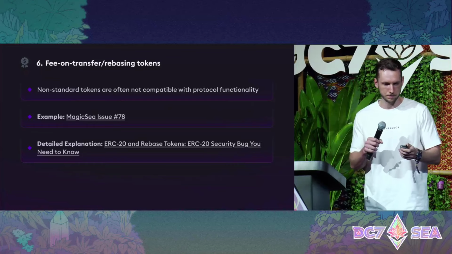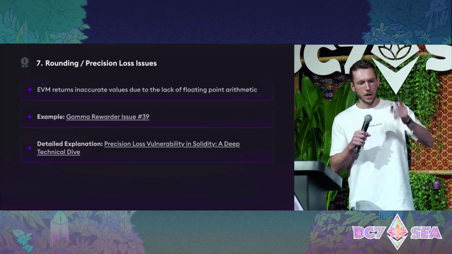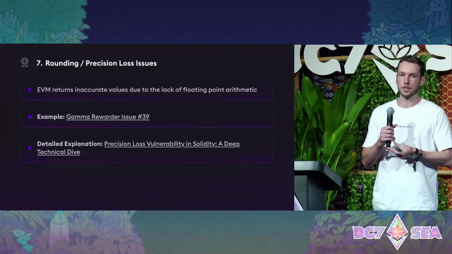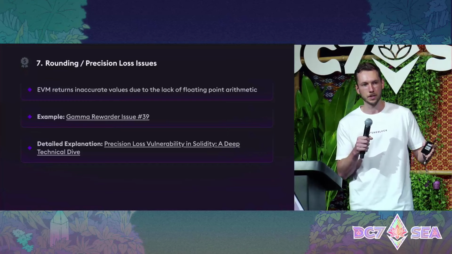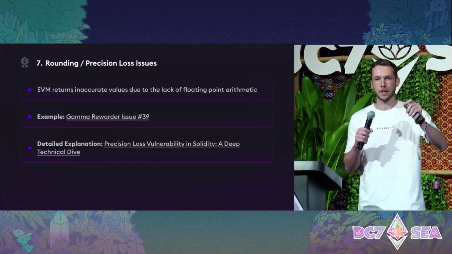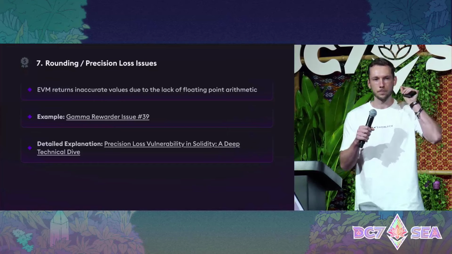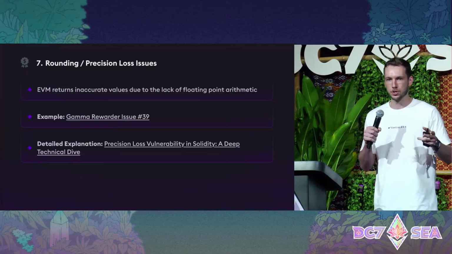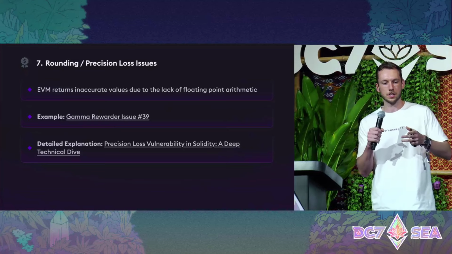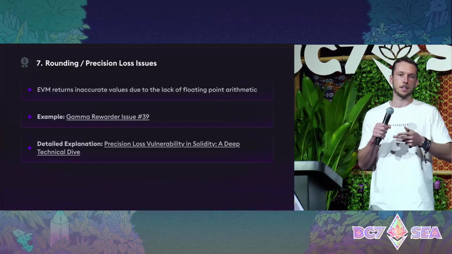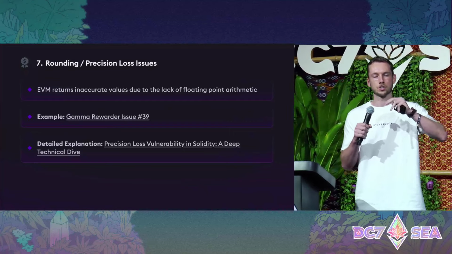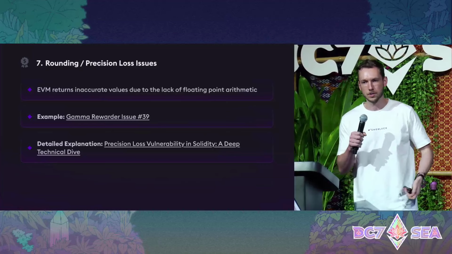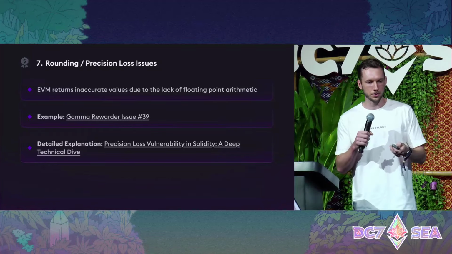with your functions. So rounding, precision loss issues, this one has become really famous in the last 12 months. Even if something is off by a couple of wei, or to the 18th, 17th decimal place, you can have major issues because of the way that Solidity, or the EVM essentially, doesn't have floating point arithmetic, so it truncates things, it rounds things a little bit, and that can cause a lot of issues.